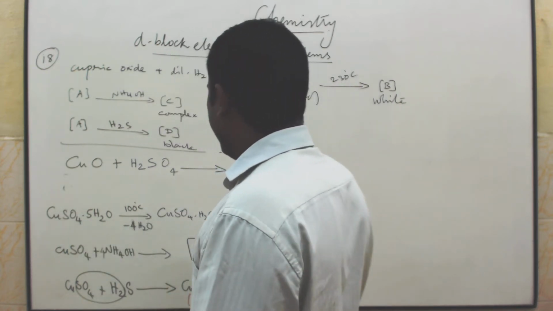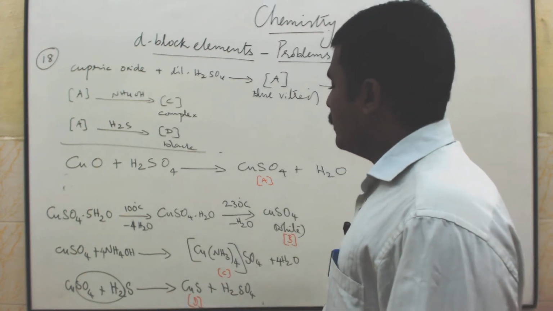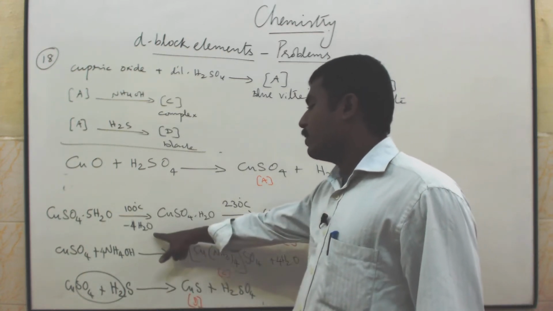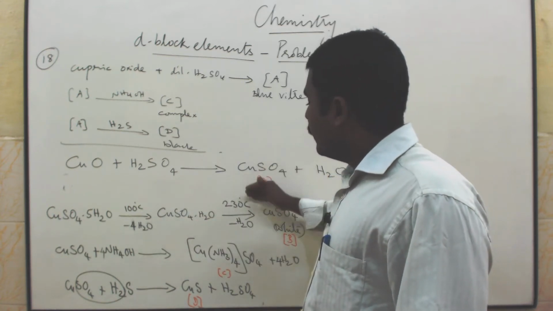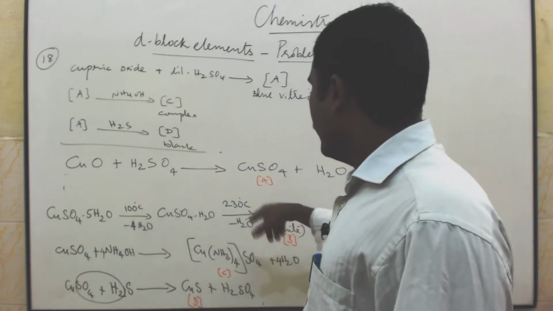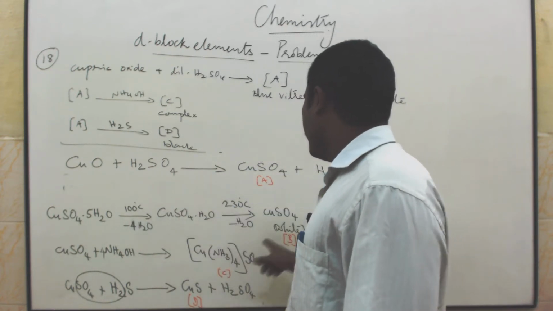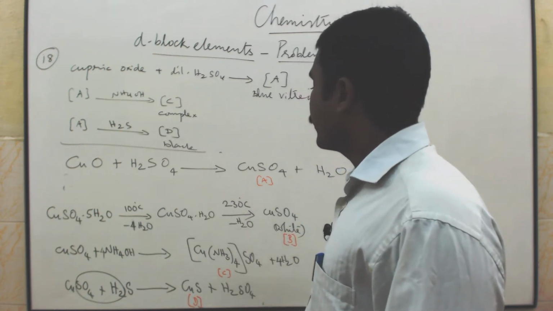copper sulfate pentahydrate undergoes decomposition at 100 degrees Celsius, it removes 4 molecules of water, it gives copper sulfate monohydrate. Then again, increasing the temperature from 100 degrees Celsius to 230 degrees Celsius, it removes one more water molecule, becoming anhydrous copper sulfate, that is white in color.